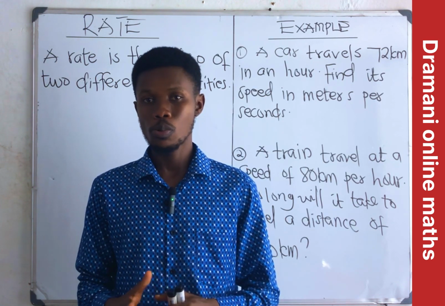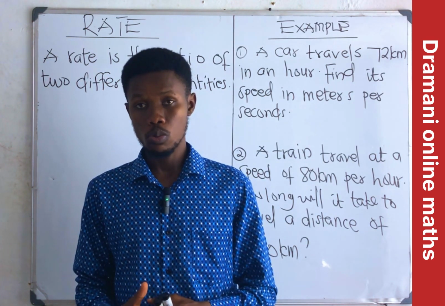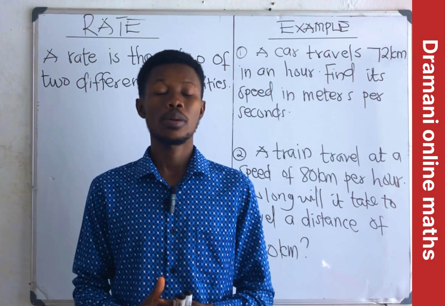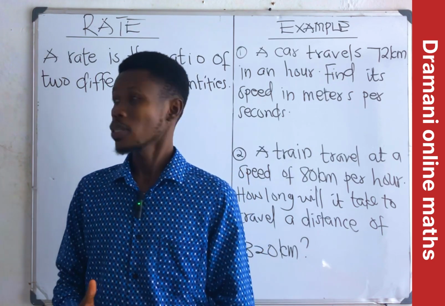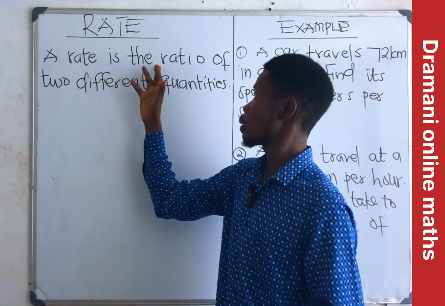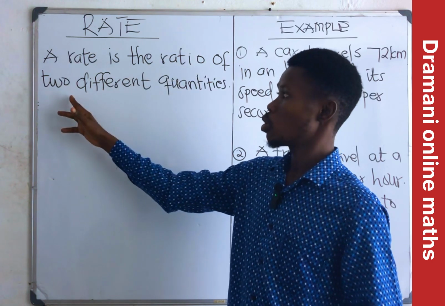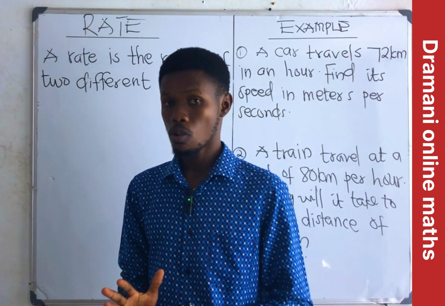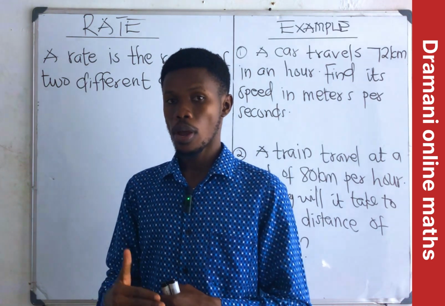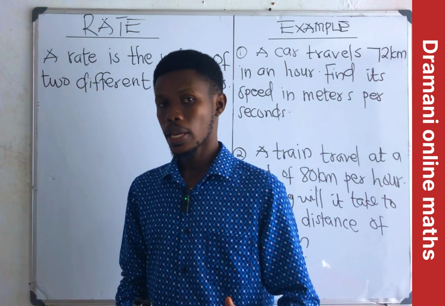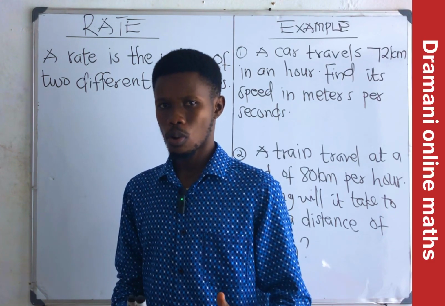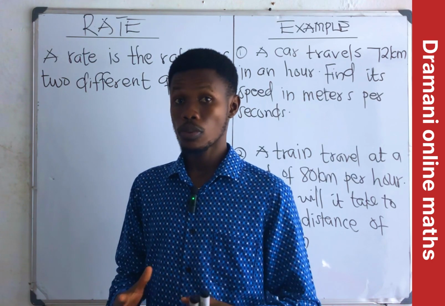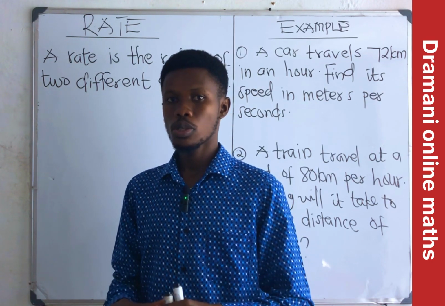Now we are going to look at rates. Already you have done with the ratio. It was ratio and rates. Done with the ratio, we are now looking at the rate. What is a rate? A rate is the ratio of two different quantities. So let's say when we have a distance and we have time, those are two different quantities. In fact, much focus is going to be on this.